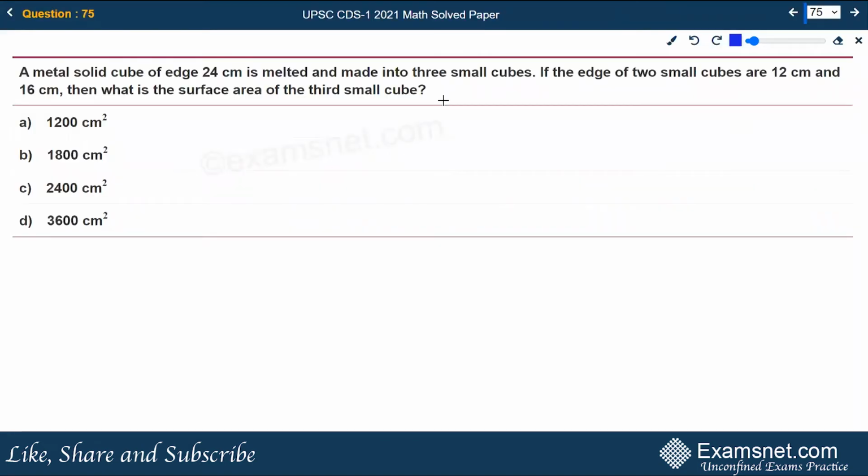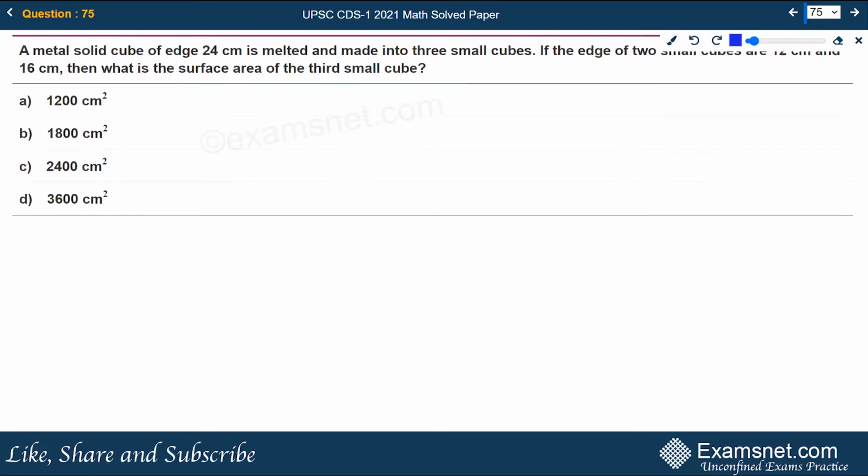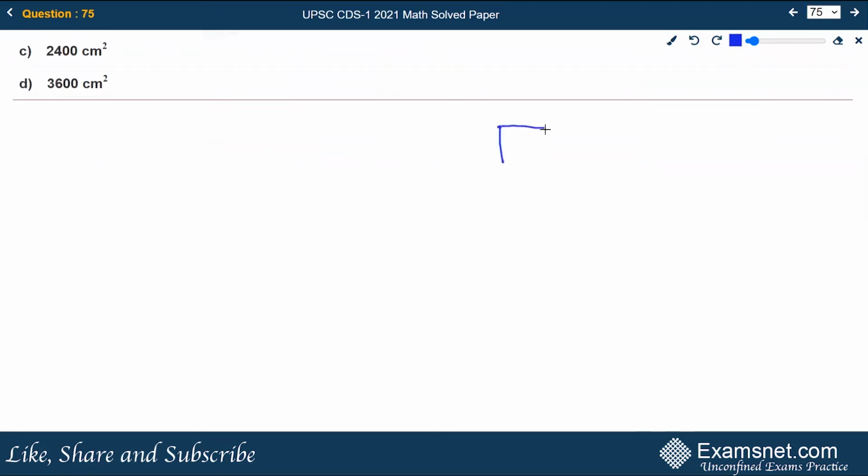In question number 75, we are given a metal solid cube of edge 24 centimeter that is melted and made into 3 small cubes. If the edges of 2 small cubes are 12 centimeter and 16 centimeter, what is the surface area of the third small cube? I can draw a picture of a small cube, and let's say the length of its edge is a centimeter.